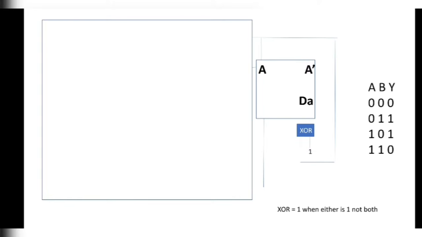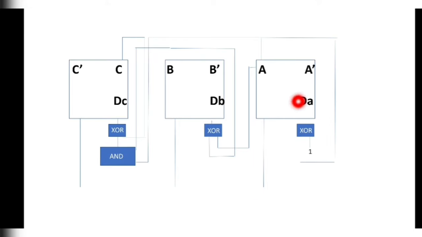Let's see how. Consider all as 0 first. So when A is 0, this will be 0 and 1, output will be 1. So when output is 1, DA will become 1. So the working of D flip flop is, when DA is 1, A should become 1. So this will become 1. When this becomes 1, this also will become 1 here, and this 1 and 1 XOR output will be 0. So D will be 0. So this will become 0. Right? That's the working of XOR.